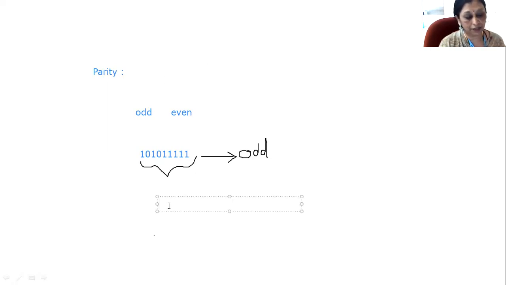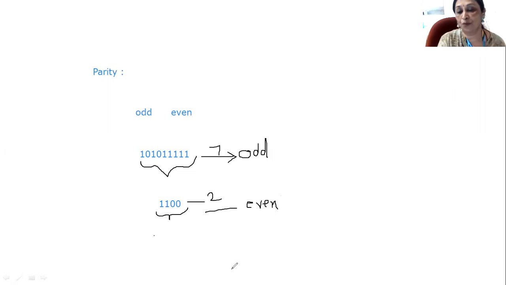Now suppose I type here 1100, this is also a stream of data, and in this particular stream of data, how many ones are there? There are 2 ones. Here there were 7 ones. So here there are 2 ones, and therefore this particular data stream is even parity. So counting the number of ones in the stream of data is called parity, and depending on whether the number of ones is odd or even, we classify parity as odd parity and even parity.